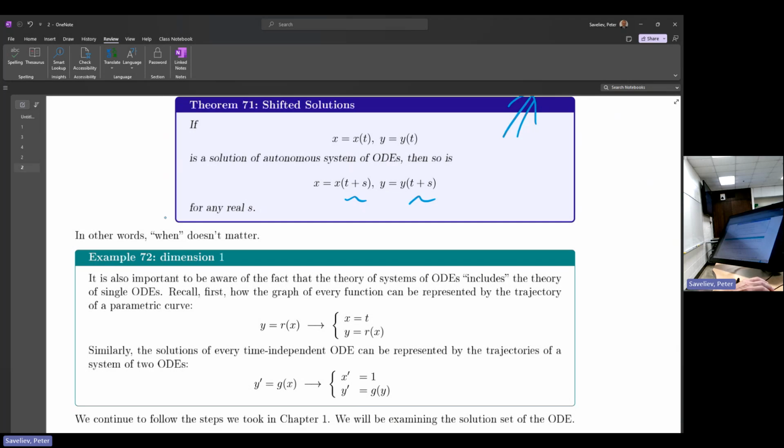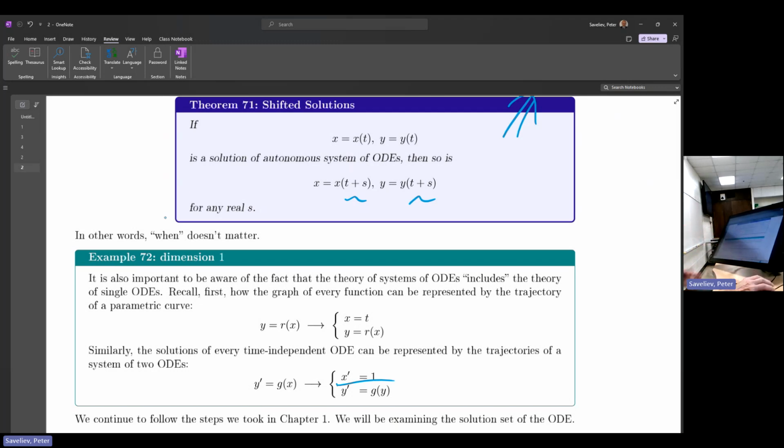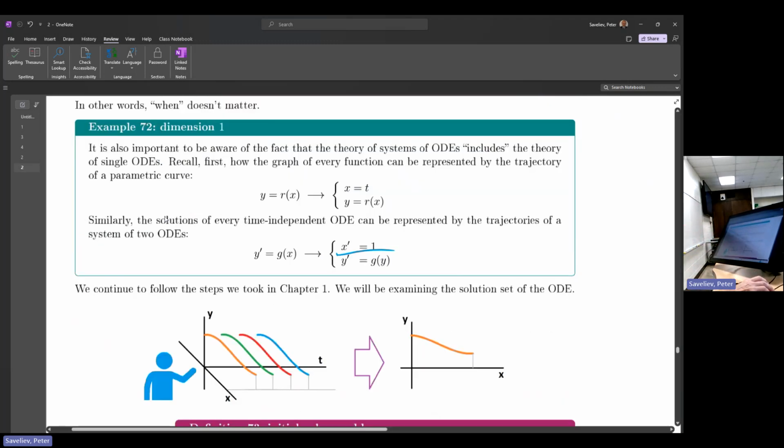So let's look at the example. Sometimes the relation between dimension 1 and 2 looks more complicated than it is. Remember that you can always go from dimension 2 to dimension 1 if you only set x prime equal to 1. Then what it means is that x is the same as time, and then this whole situation becomes one dimension. Okay, so I don't know why I have the exact same picture here. The solution set does not look like this. It's supposed to look like this. In other words, the solution set fills the xy plane.